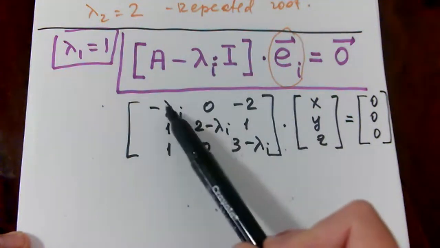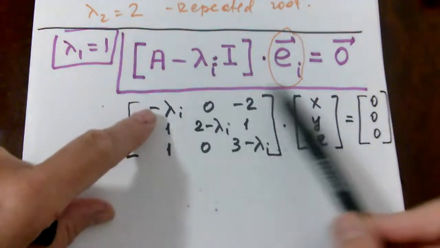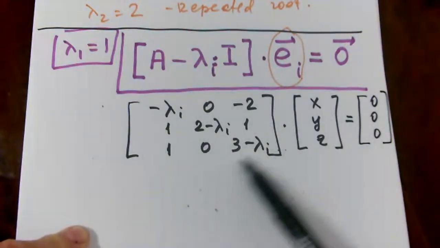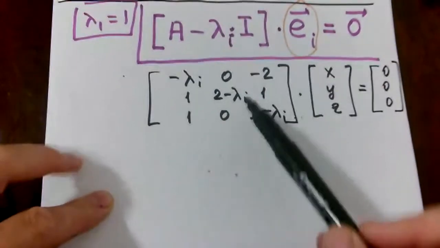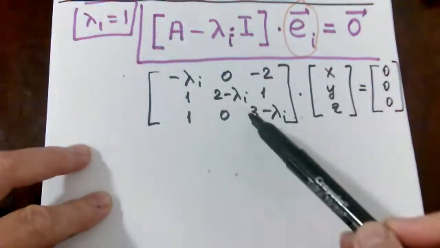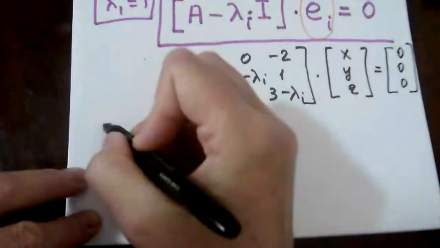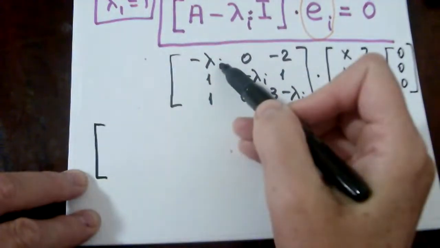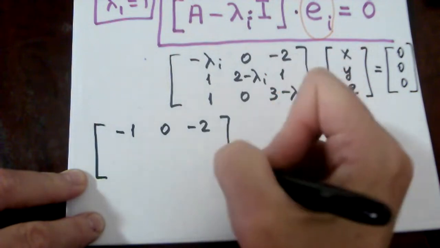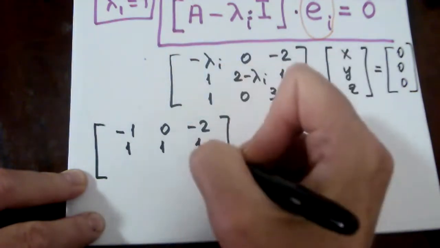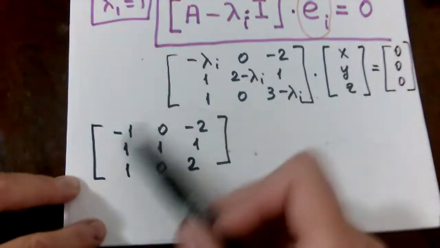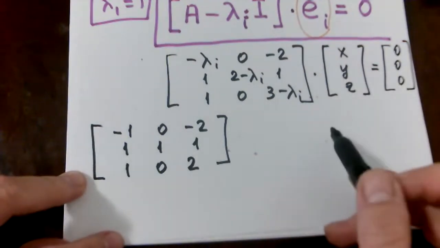I don't think that anyone fancies writing down this system of linear equations. I think we'd better start dealing with this matrix immediately. All we need to do is substitute our lambda_i with the current value, which is lambda_1 equal to 1. So I'm writing down this matrix now. I'm writing 1 instead of lambda. Minus 1, 0, minus 2. The second row is 1, 1, 1. Very nice. 1, 0, 3 minus 1 will be 2. So this is the matrix of coefficients for our system of linear equations.